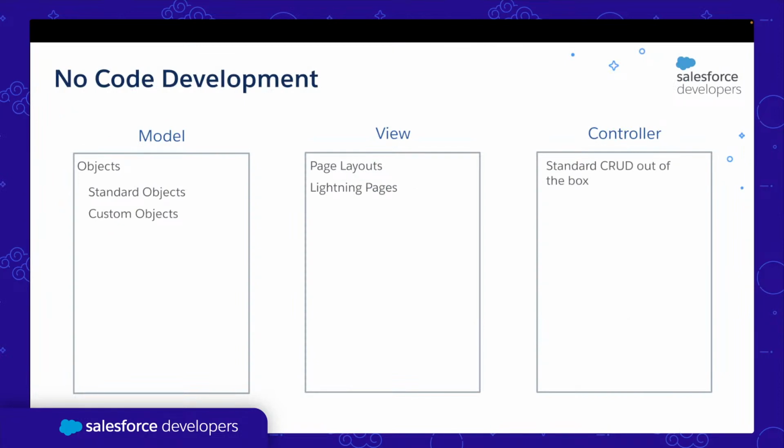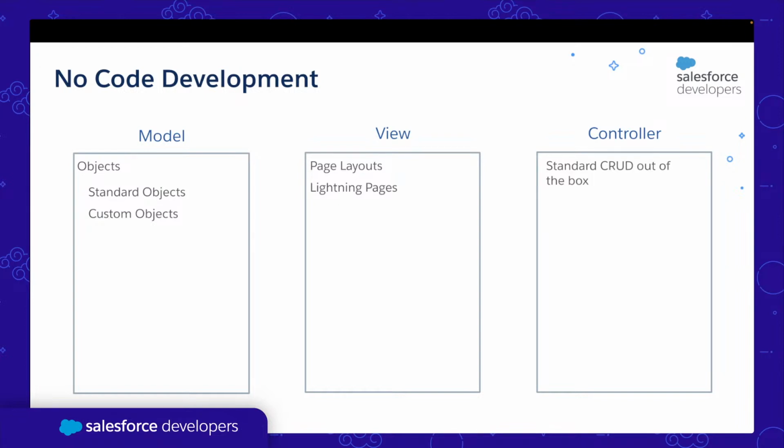So in no-code development, when it comes to the model, Salesforce provides some objects out of the box, which we call Salesforce objects. These objects can be standard objects or custom objects. Whatever is provided by the Salesforce platform is called standard: standard components, standard objects, standard classes, standard fields. And whatever you create by yourself is called custom, like custom objects, and so on.